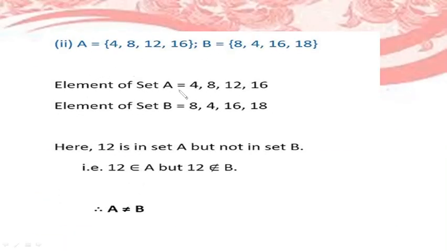Second part, set A has 4, 8, 12 and 16. And in set B we have 8, 4, 16 and 18. So 4, yes 4 is there, 8, yes 8 is also there, 12. Do we have 12 in set B? No, 12 is in set A but not in set B. So this one element is sufficient to say that these two sets are not equal. And if you remember this symbol, it says belongs to. 12 belongs to A but 12 does not belong to B. So these two sets are not equal.